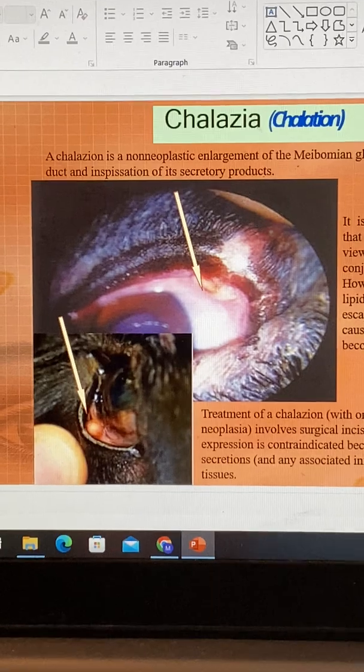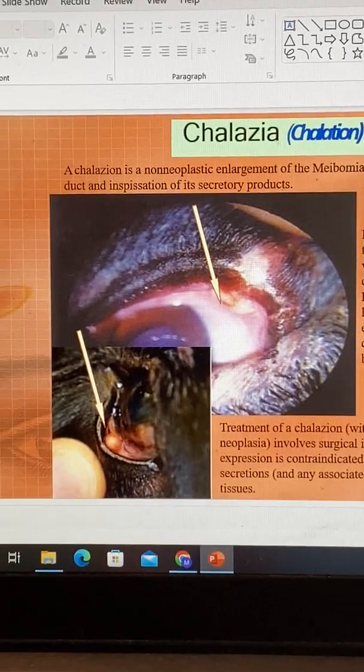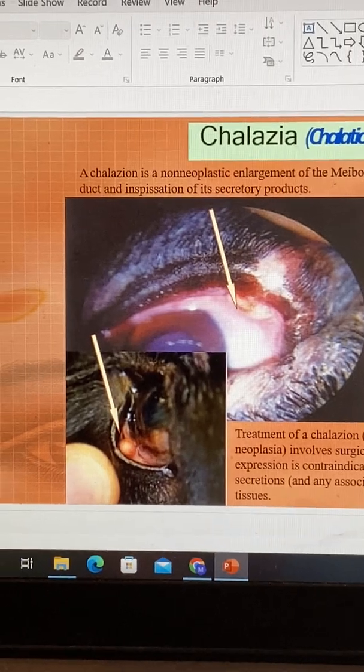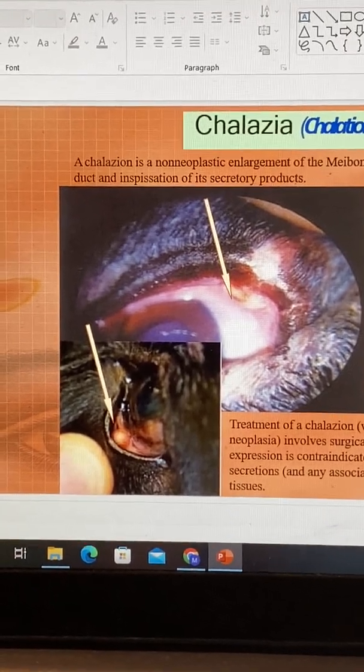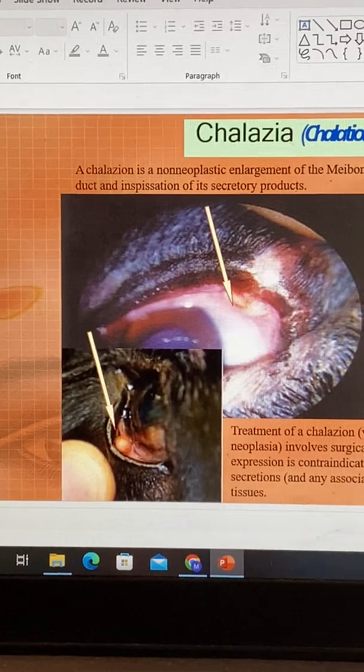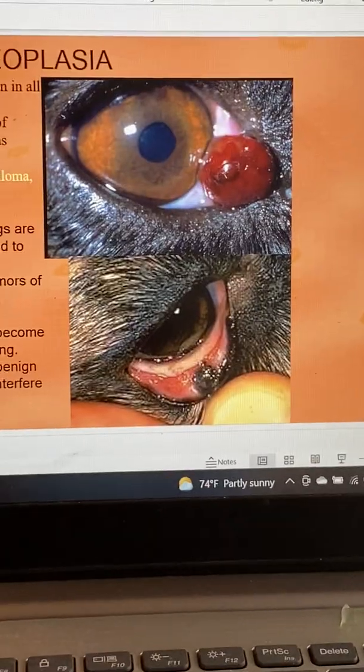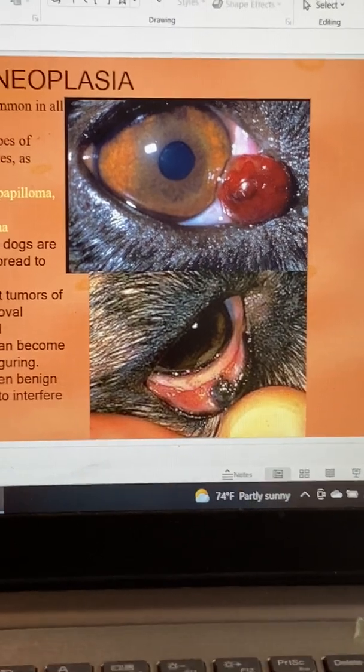So the treatment's quite simple. You drain the meibomian gland, and maybe you could also flush it so you can get rid of the blockage. We already talked about neoplasia in the eye orbit. It can also occur in the eyelids. I'm just going to say an example like papillomas. So this could be a papilloma, for example.